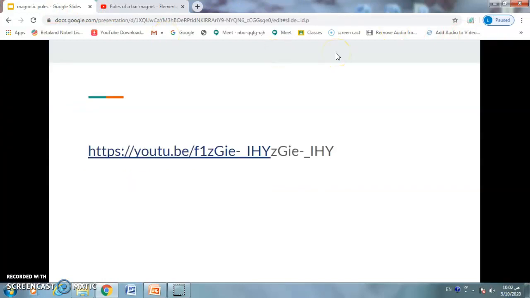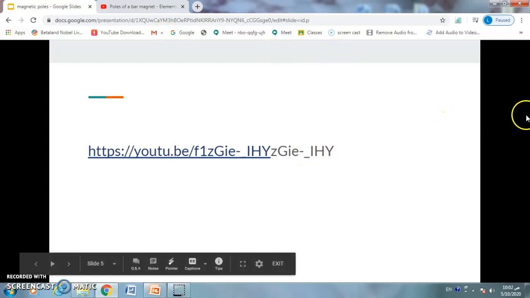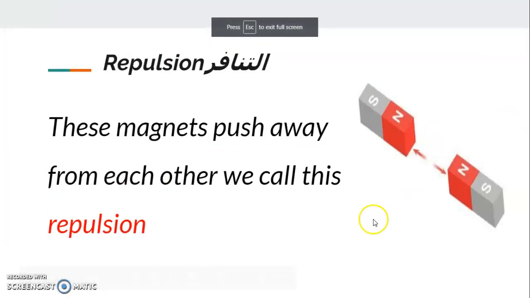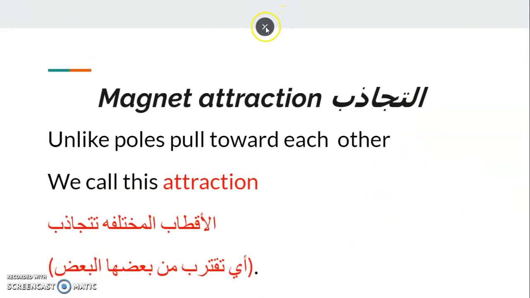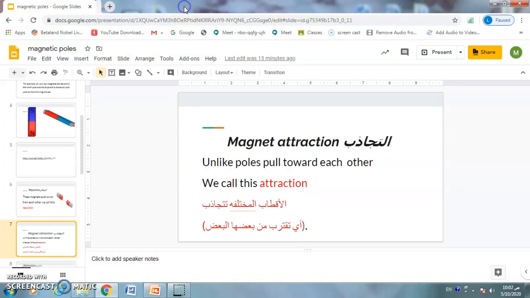Okay, let us now continue. You must have seen a variety of magnets around here. A bar magnet and a horseshoe magnet.